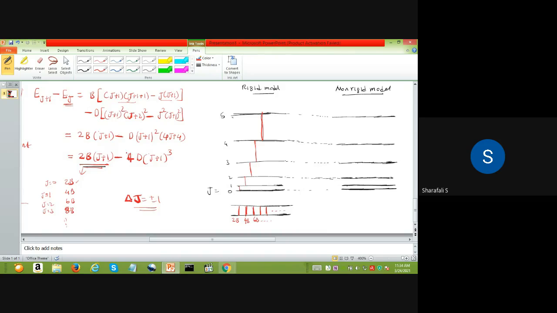But when you consider this term, when J equal to 0, this term will become 0. So 2B minus this, which is 0, is 2B. Then 2B minus this will give 4B minus the correction.